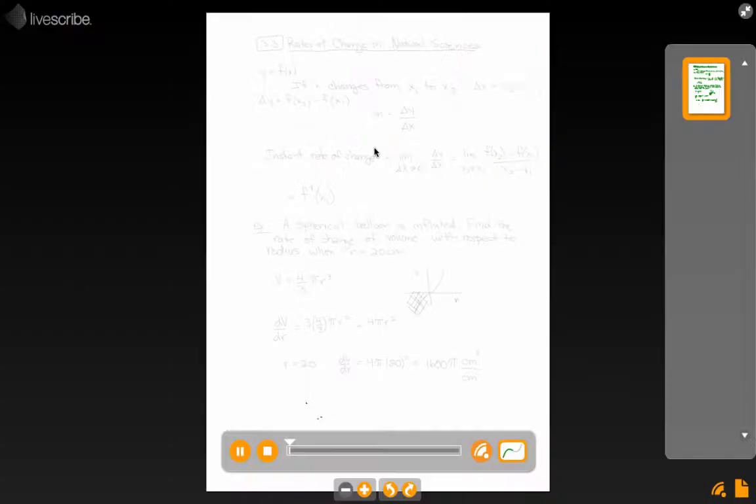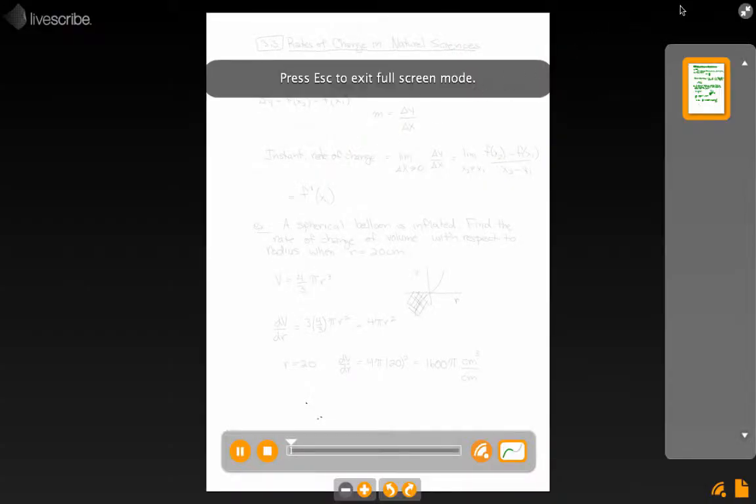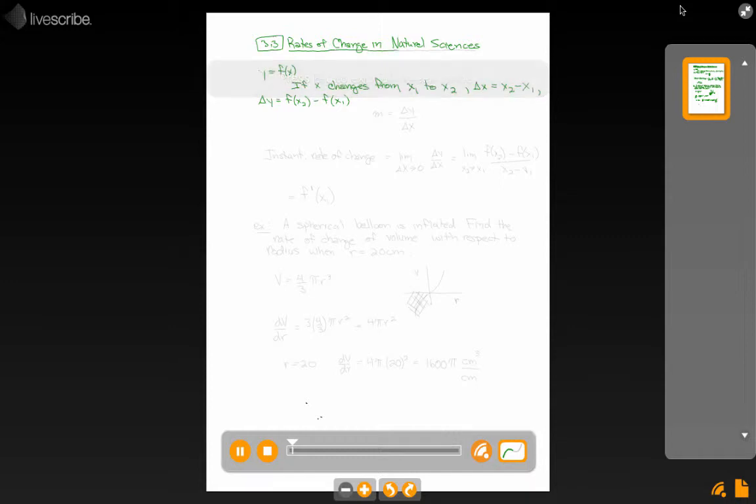This comes out of section 3.3, Rates of Change in Natural Sciences. To start off, in general, we've got some function y equals f of x, and if x changes from one value to another, x1 to x2, delta x, or change in x, is just the difference between those, x2 minus x1. Our delta y would then be the difference between the y values, so y2 minus y1, or in this case, f of x2 minus f of x1.